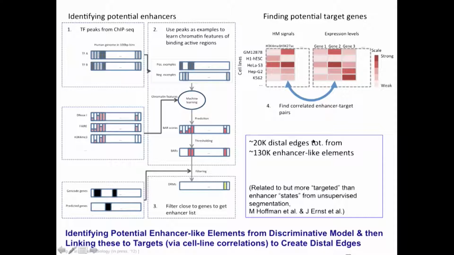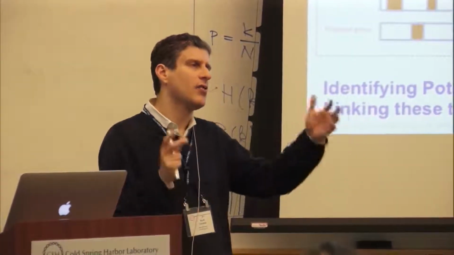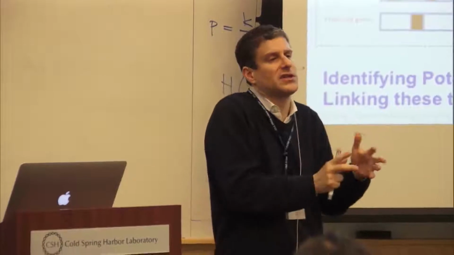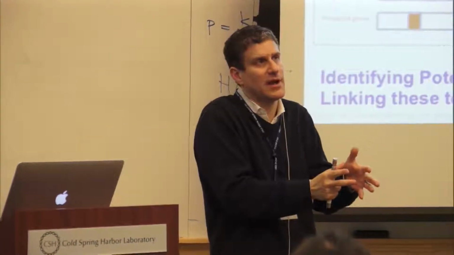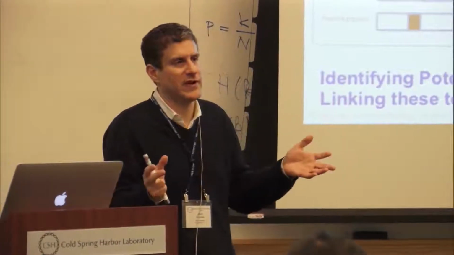To identify distal edges, we first have to find enhancers. Enhancers are places that are far away from genes where there's lots of binding. If we had all the transcription factors, we would just find regions where there's lots of binding, clumped away from genes. That would be the simple thing to do. But we don't have all the transcription factors. So what do we do?